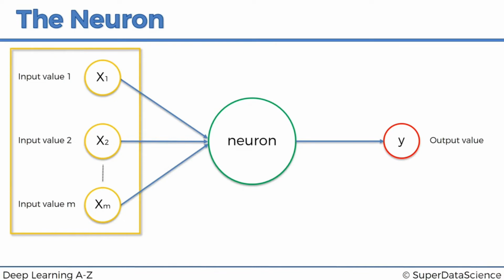So we've got the input layer. And what do we have here? Well, we have these inputs, which are in fact independent variables: independent variable 1, independent variable 2, independent variable m. And the important thing to remember here is that these independent variables are all for one single observation.